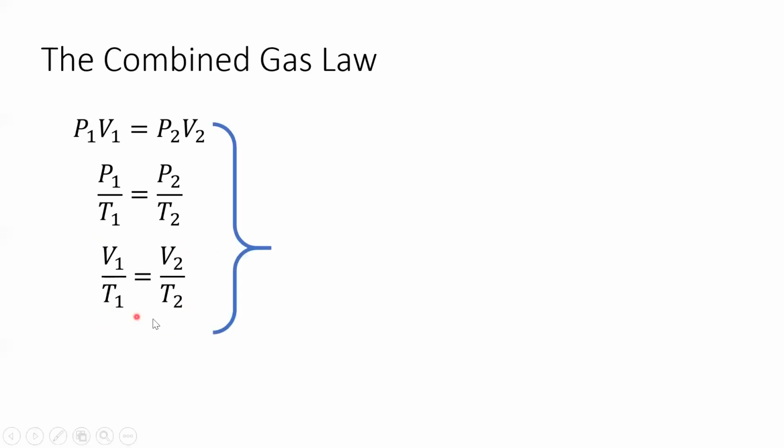Now, if we were to take these relationships and combine them together, we're going to have what's called our combined gas law. And that's if we have pressure, volume, and temperature changes, and nothing is held constant other than the amount of gas that we have. So the relationship we have for the combined gas law would be P1 times V1 divided by T1 equals P2 times V2 over T2. Essentially, all we're doing is taking Boyle's law, Gay-Lussac's law, and Charles' law and combining them together. That's why we call it the combined gas law.